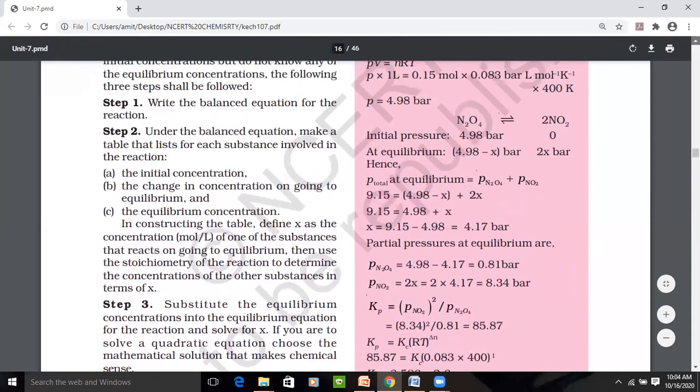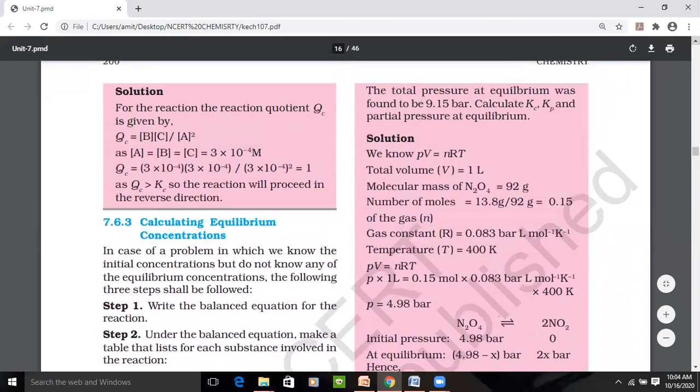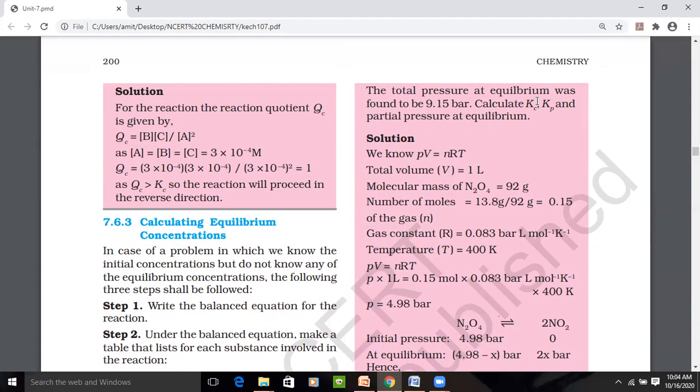There are many things given about this reaction. First, the total pressure at equilibrium was found to be 19.15 bar. Calculate Kc, Kp and the partial pressures at equilibrium of the gases.